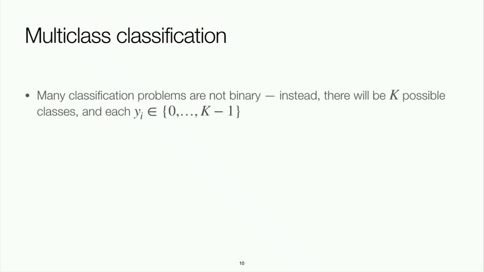Let's conclude today by talking about a slightly different topic, which is an extension of what we've done so far into multi-class classification. So far, we've only done binary classification, right? K equals 2. Every single yi that I have is either 0 or 1. But many classification problems are not binary. Instead, there are k possible classes where k is greater than 2, and each label yi takes on some value from 0 to k minus 1.